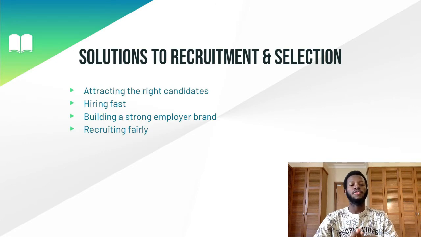Next is you have to hire fast. Hiring teams want to hire as fast as possible because vacant positions cost money and delay operations for your business. Yet depending on your industry, making a hire can take several months, putting pressure on recruiters and frustrating hiring teams. A long time to hire may be a byproduct of a shortage of qualified candidates.